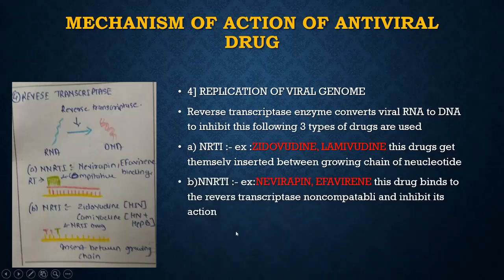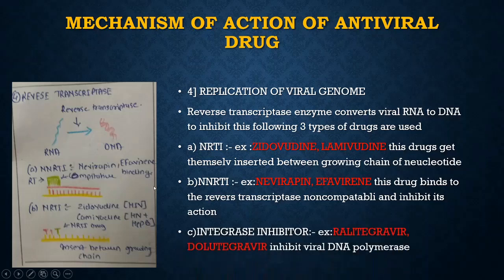Now another type of drug that is used for the inhibition of reverse transcriptase is NNRTI, which is known as non-nucleoside reverse transcriptase inhibitor. These drugs bind to the reverse transcriptase competitively. That means it will inhibit the action of reverse transcriptase on the formation of new nucleotide chain, due to which there will be no formation of new nucleotide chain and there will be no formation of DNA. This is known as competitive binding to the reverse transcriptase. The examples of NNRTI are nevirapine, efavirenz.